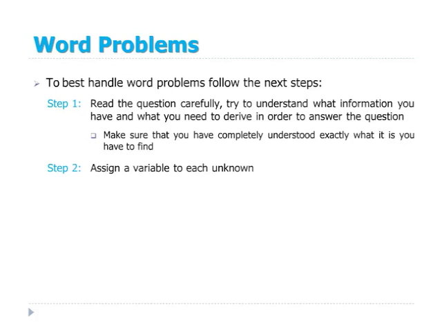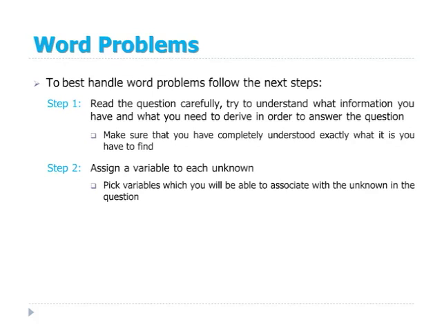Step 2. Assign a variable to each unknown. To avoid confusion with variables, it's a good strategy to pick variables which you will be able to associate with the unknown in the question. For example, you can mark Jason's age with J, Mary's age with M, and total age with T. This way, you will avoid confusion with remembering which variable was assigned to which unknown when translating the word problem into the equation.